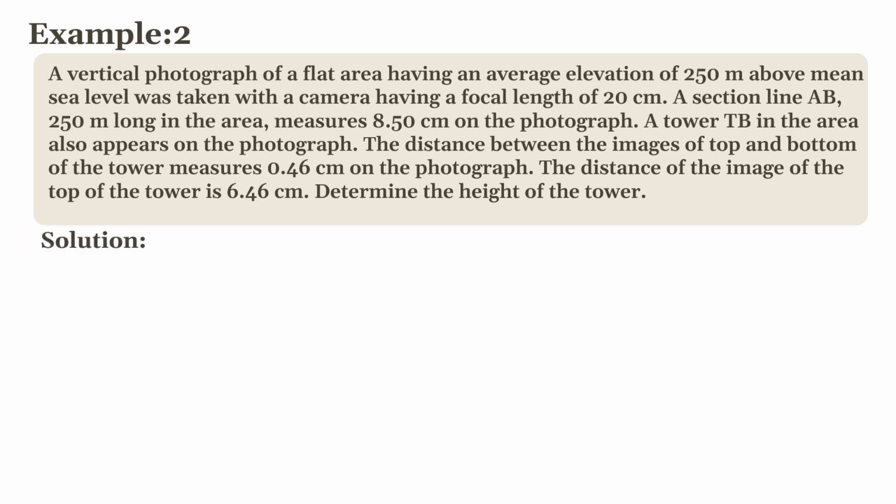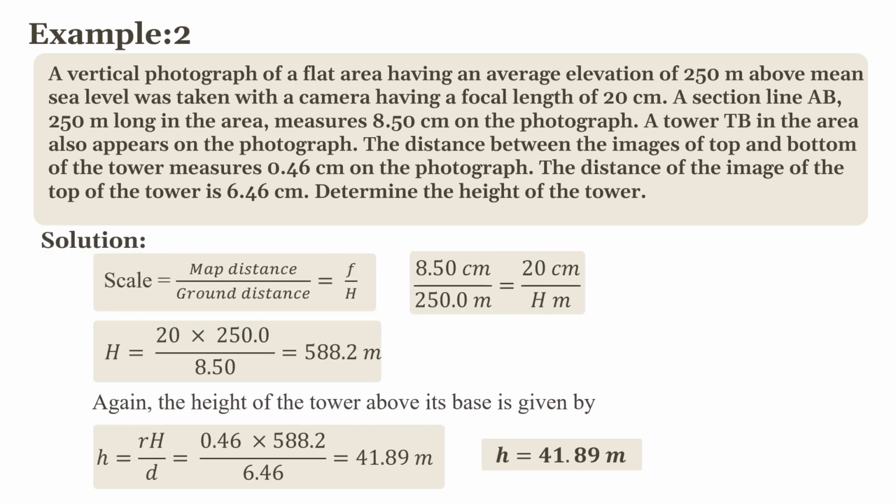So the solution goes like this. Step 1 is the determination of the scale of the photograph. We know that a section line AB in the photograph, which is 250 meter long in real life, measures 8.5 centimeter on the photograph, and the focal length of the camera is 20 centimeter.